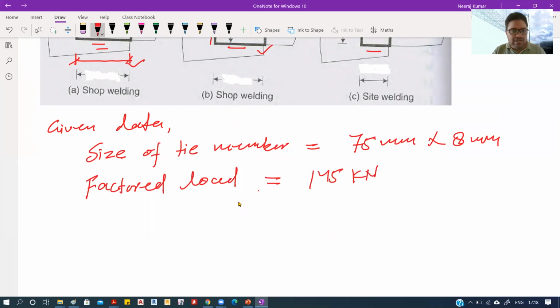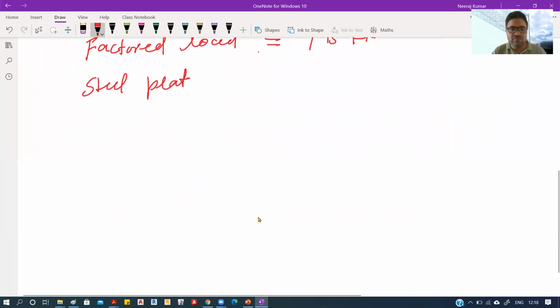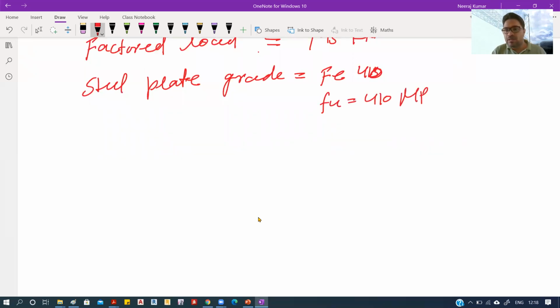Then steel grade. The steel plate which is being used in this joint has grade Fe410. And in this we have Fu value as 410 MPa and Fy as 250 MPa. Okay, so that is the steel plate grade.